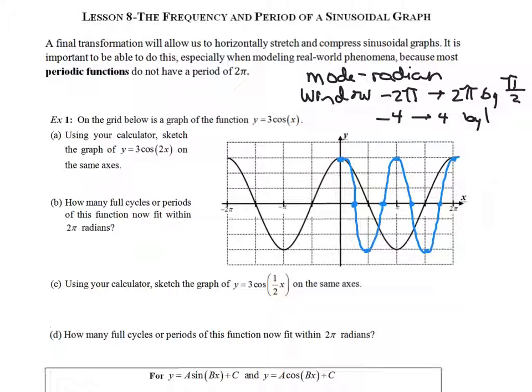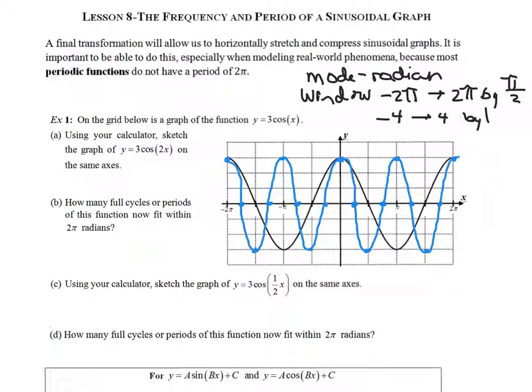I'm going to pause the video for a minute and you pause it as well, and go ahead and fill out the left-hand side. Replicate what we did on the right side. So compare your graph to mine, and we should see 2 complete cosine graphs to the left of the y-axis and 2 complete cosine graphs to the right of the y-axis.